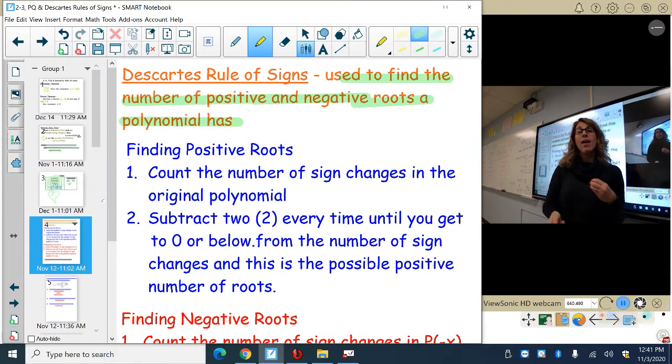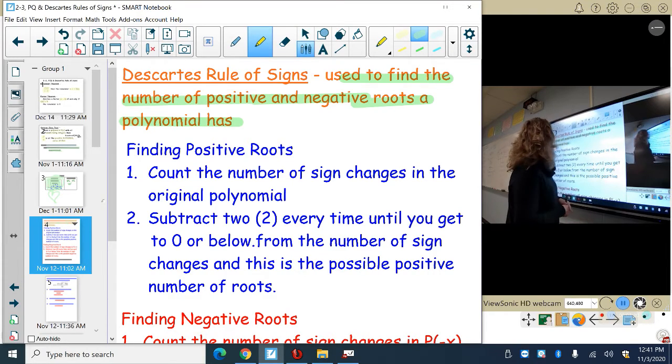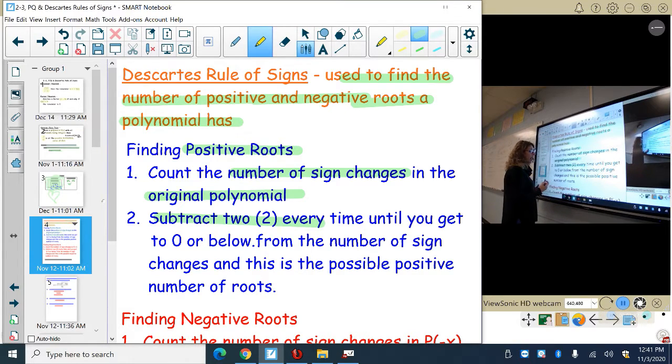So for example, if I have a degree 4, I would want to know if I'm going to have 2 positive roots, 2 negative roots, 3 positive roots, 1 negative root, 4 positive roots, 4 negative roots. I would want to know all the scenarios that I could potentially have, okay? Well, how can I determine that? I determine that by counting the sign changes. For my positive, I count the sign changes in the original polynomial. And then I'm going to subtract 2 until I get down to the number 0 or below. And that's going to be what I have.